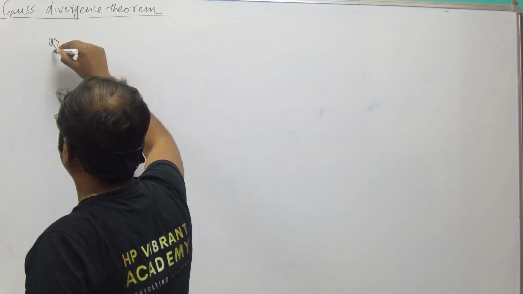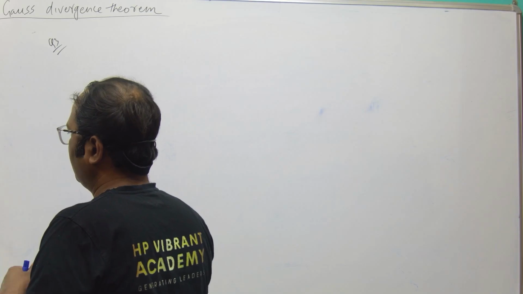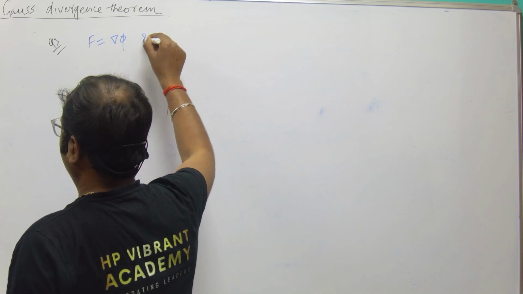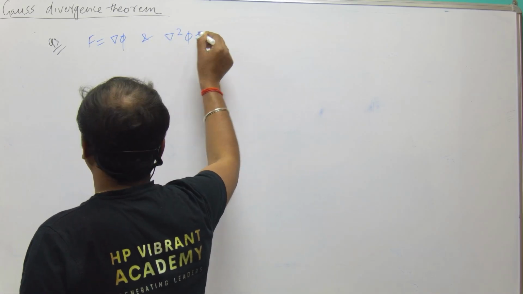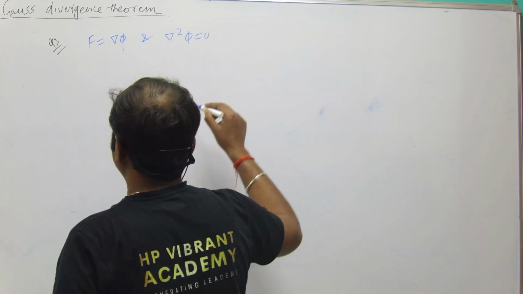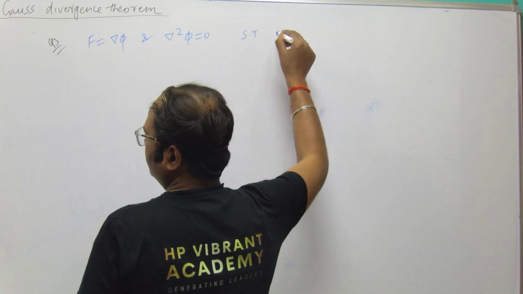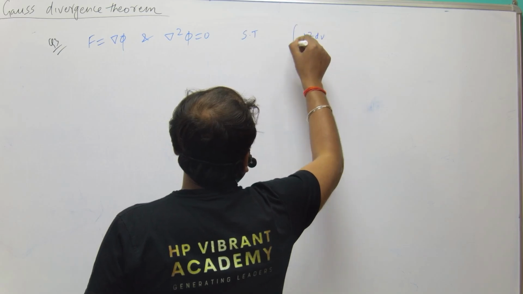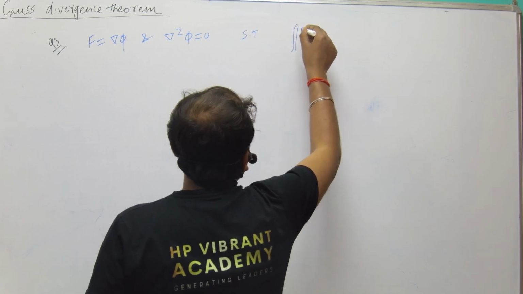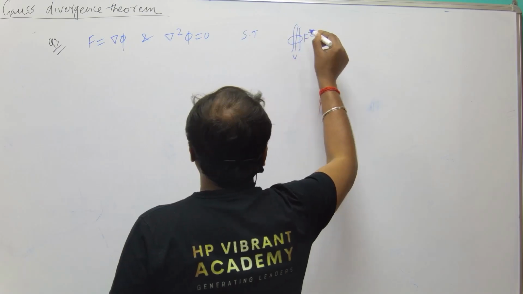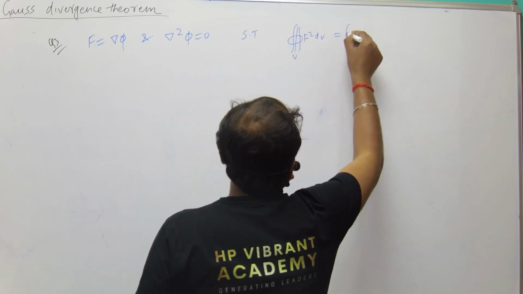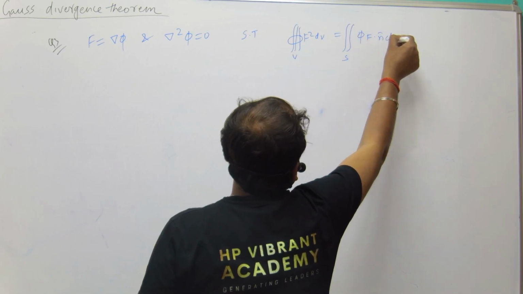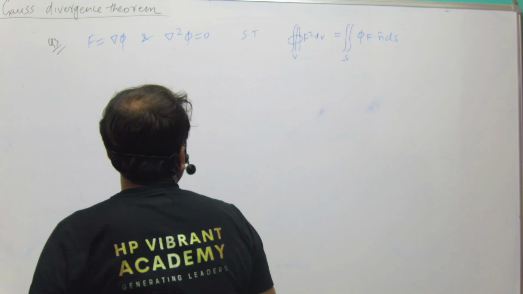Question number 3, we have to show. It is given in the question, F is equal to del phi and del square phi is equal to 0. We have to show that the integral of F square dV along the volume V is equal to the surface integral of phi F dot n cap dS. Okay, let us solve this.